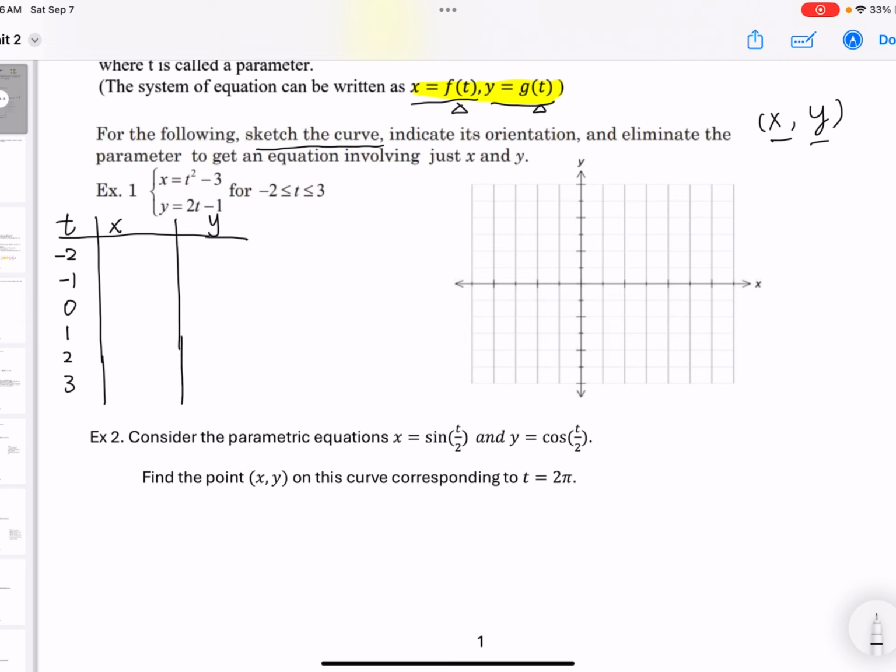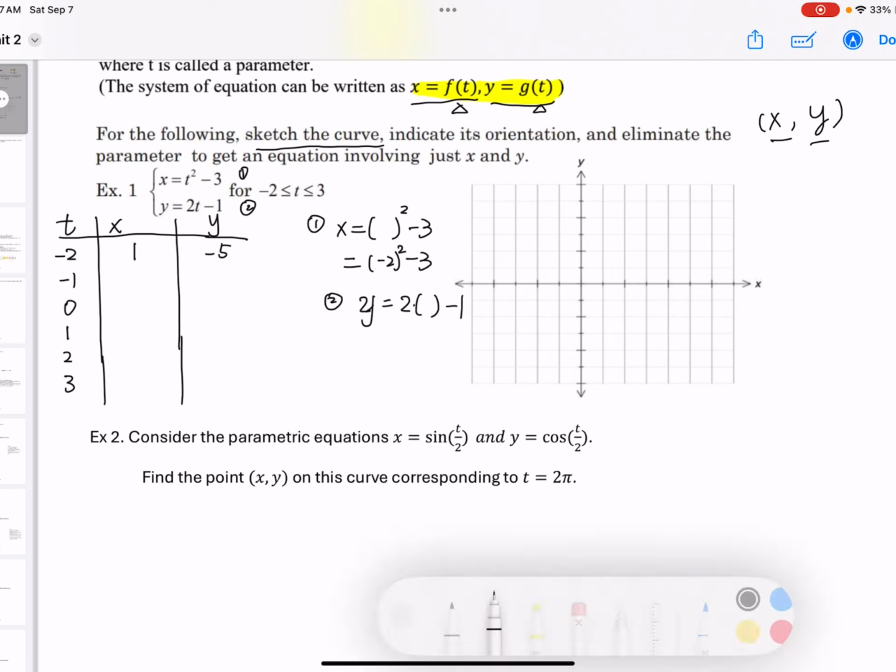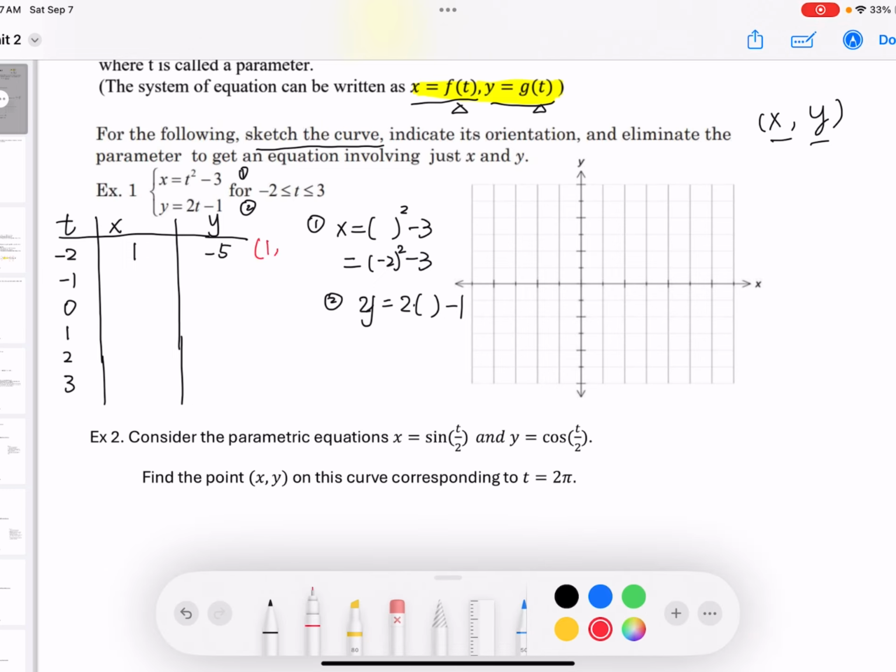So how about the x and y values? Let's say this is the first equation, and this is the second equation. From the first equation, x is equal to t squared minus 3. For the first t, I chose -2. So (-2) squared minus 3: 4 minus 3 is 1. What is the y value? From the second equation, y is 2 times t minus 1. So now the first t is -2. 2 times -2 is -4, minus 1 is -5. Okay, my first point is (1, -5).